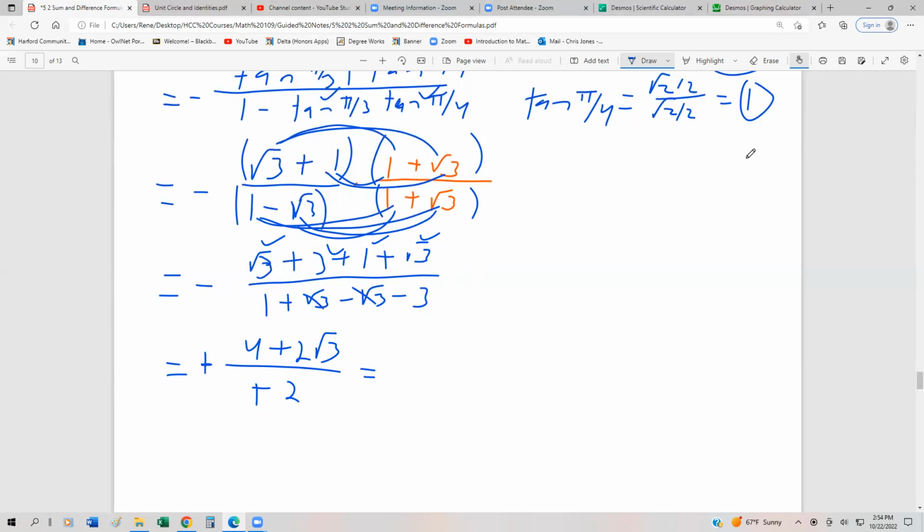And so this is going to be equal to 4 over 2 plus 2 roots of 3 over 2, or 2 plus the square root of 3. Okay, so that should be our answer for this. And of course, we want to check this in our calculators.